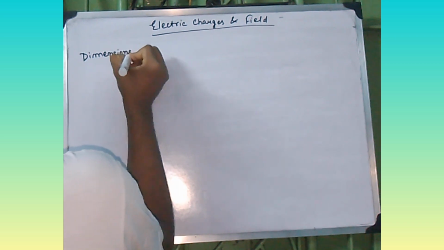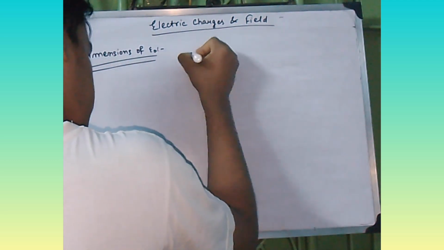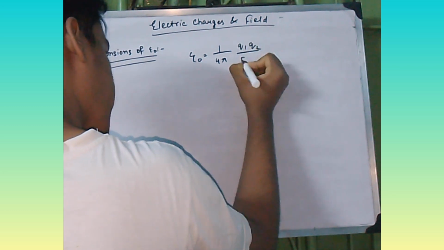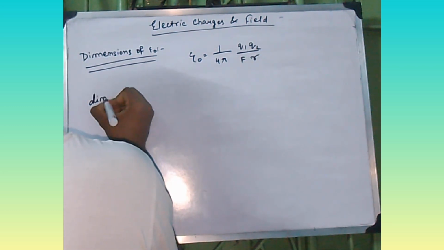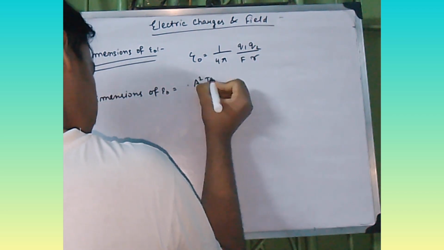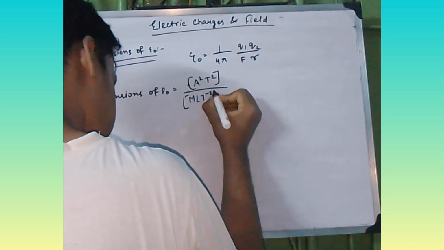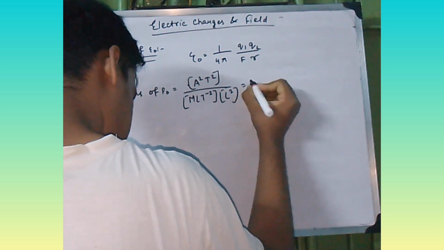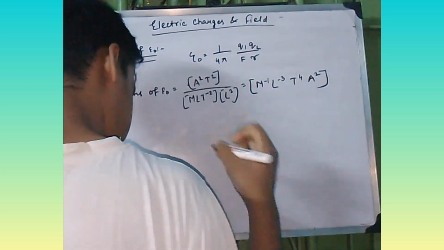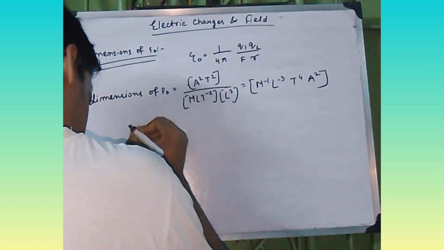Now let's move on to the dimensions of epsilon naught. To find out the dimension of epsilon naught, we have epsilon naught equals 1 by 4 pi q1 q2 divided by F r square. Therefore, the dimension of epsilon naught will be A square T square divided by M L T to the power of minus 2 L square, which will result to M to the power of minus 1 L to the power of minus 3 T to the power of 4 and A to the power of 2.